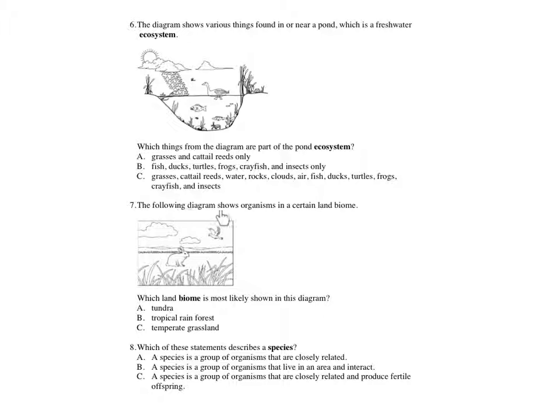Number 7. The following diagram shows organisms in a certain land biome. Which land biome is most likely shown in this diagram? A. Tundra. B. Tropical rainforest. C. Temperate grassland.